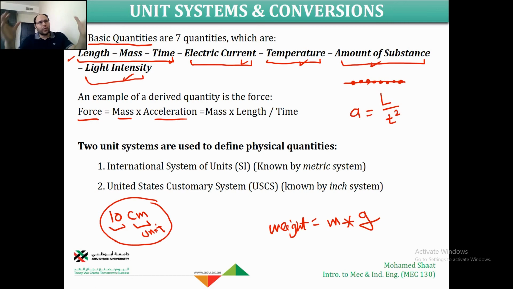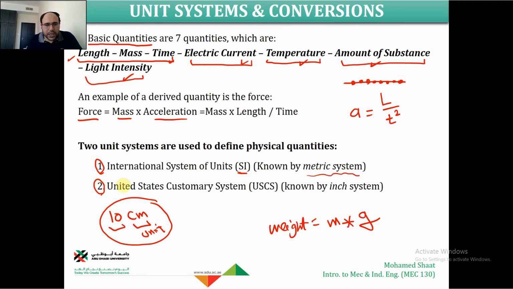A system means a group of units working together to describe the different physical phenomena or quantities that we are using as engineers. We have two types of unit systems: the international system and the American system. The International System of Units, abbreviated as the SI system, is commonly known as the metric system. This is the type of unit that we use here in the UAE, and over 90%, or 95%, of the countries in the world use the international system of units.